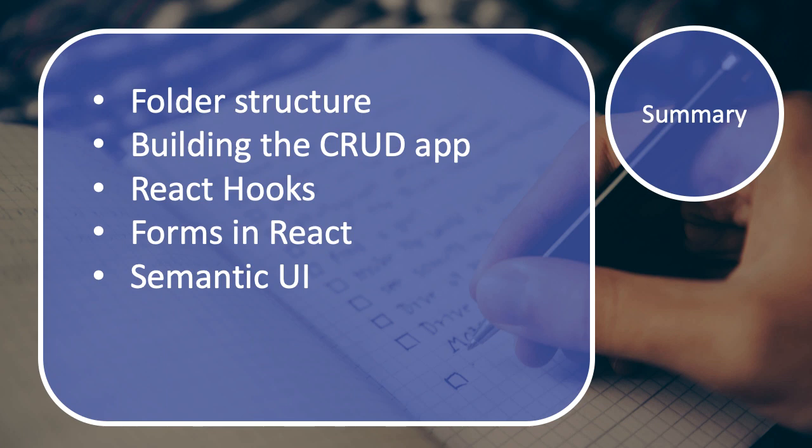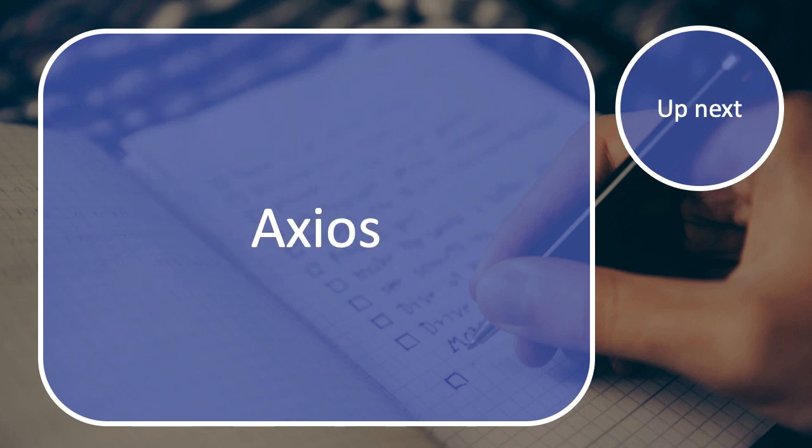But at the moment, our application is very local. It's not persisting the data back to our API. So what we'll take a look at next is Axios, and we'll look at creating methods to persist our data back into the API.